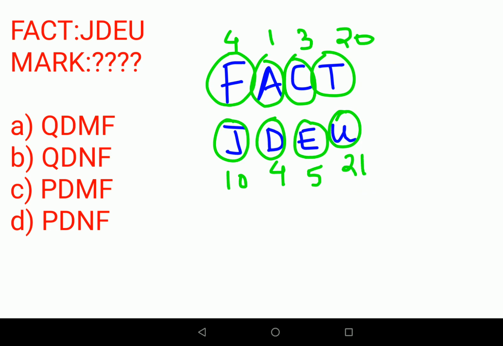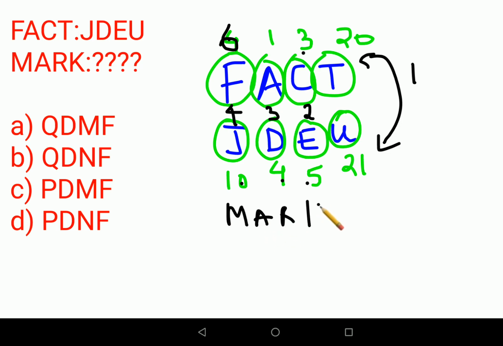Now if you see, the difference here between 20 and 21 is just 1. And 3 and 5, the difference is 2. 1 and 4, the difference is 3. And sorry, F was not 4, F was 6. So 6 and 10, the difference is 4. So you are basically using the differences of 4, 3, 2, 1. So you have MARK.